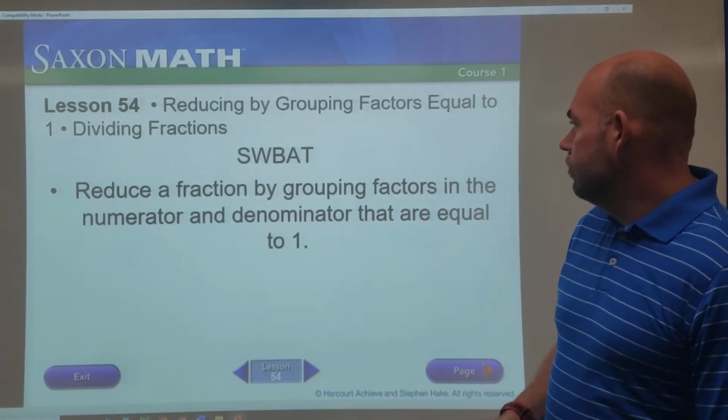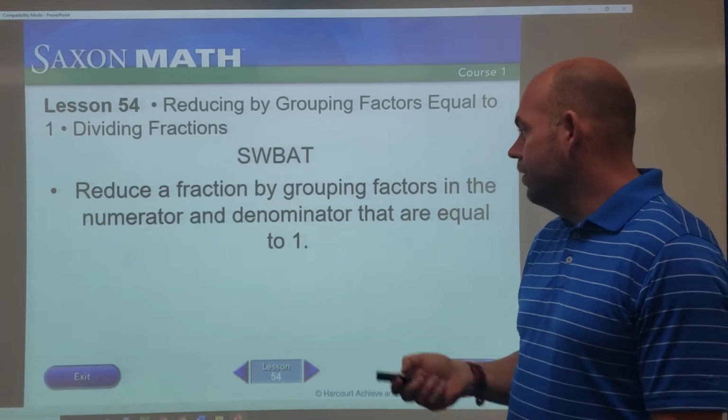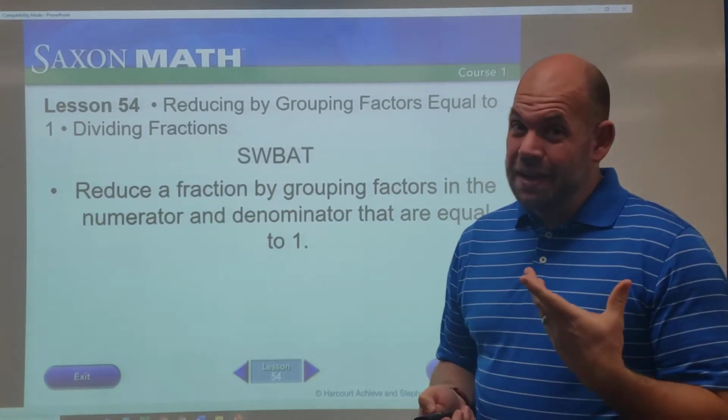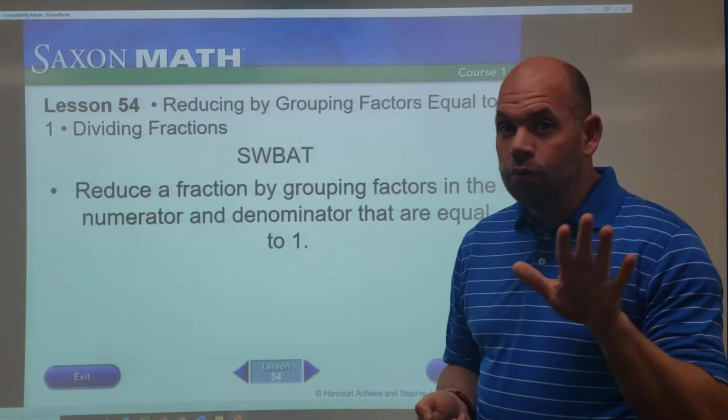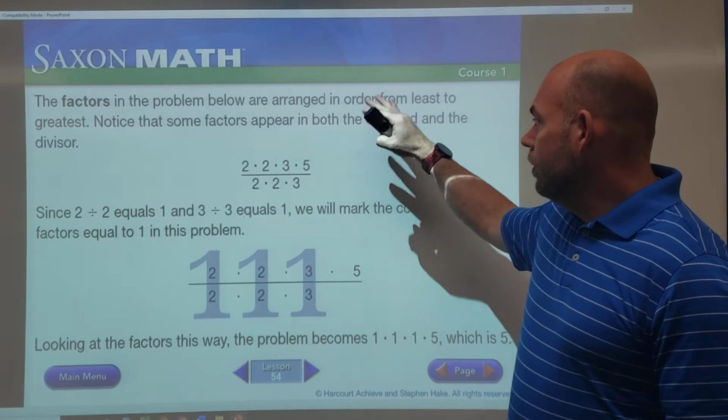We're going to start by reducing a fraction by grouping factors in the numerator and denominator that are equal to 1. Fortunately, we know how to make things equal to 1. It's by using reciprocals. So we've already laid that foundation. We're just going to use those today. Now, look at this problem.